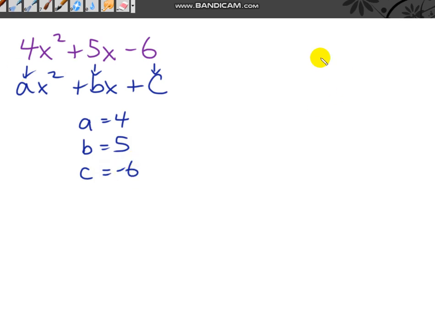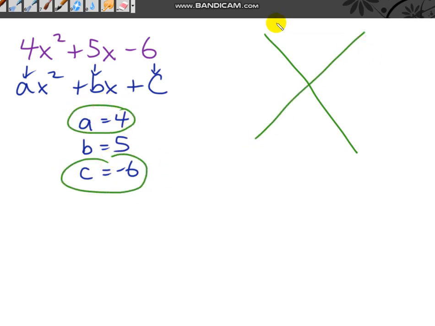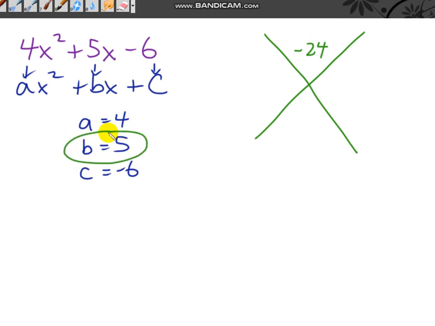Let's go ahead and create our x. As we create our x, do a times c. 4 times negative 6 is negative 24. The number that goes on the bottom is our b term, so that's going to be 5. You're trying to find two numbers that multiply to negative 24 and add up to 5. With a little bit of trial and error, 8 times negative 3 is negative 24, and 8 plus negative 3 is going to be 5.